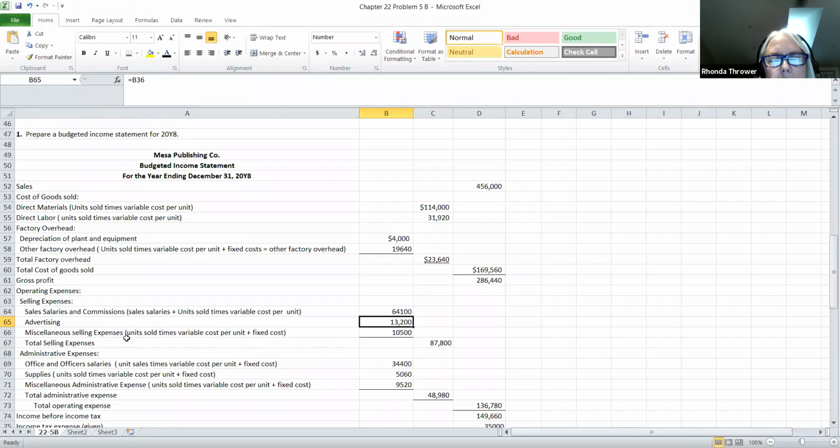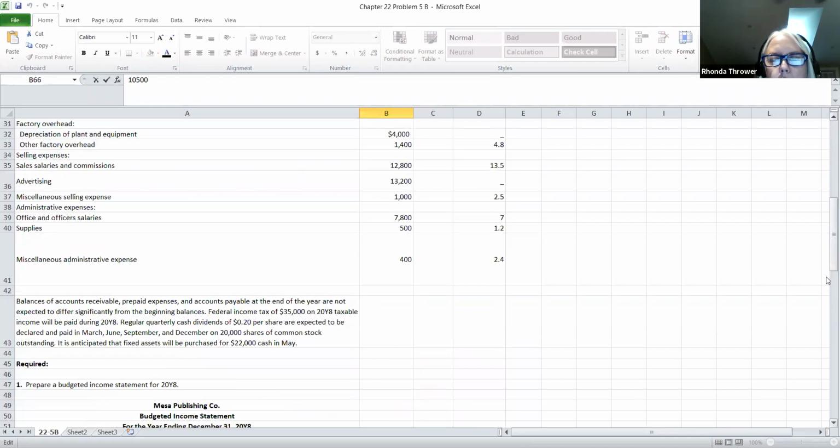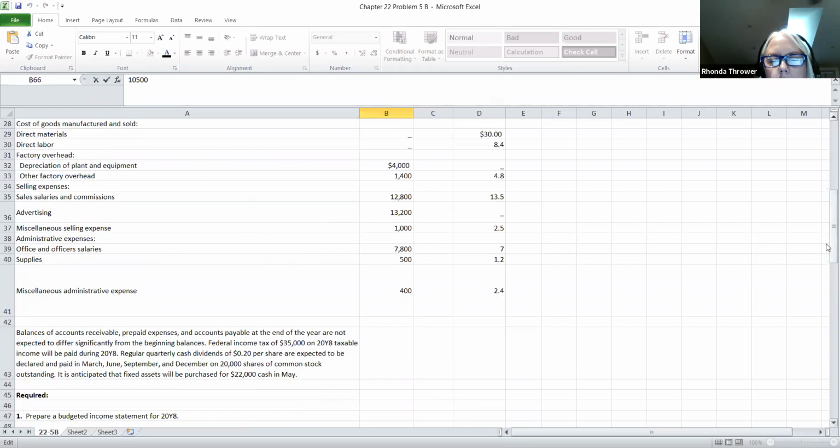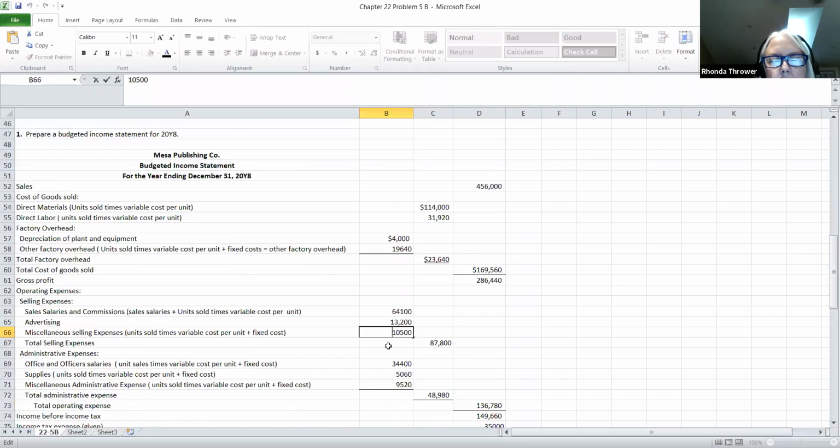Your miscellaneous selling expenses are going to be both fixed and variable. So the units sold times the variable cost per unit will give you the variable portion of this. So 2.5 times 3,800 units is the variable portion, plus the fixed portion of $1,000 will give you 10,500 as miscellaneous selling expenses. Then you're simply going to add all your expenses together to get your total selling expense.